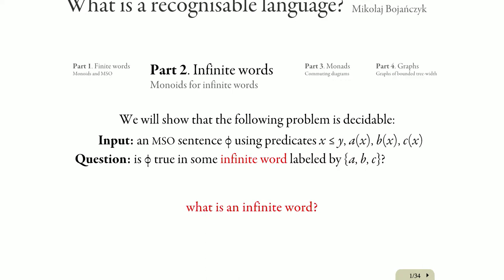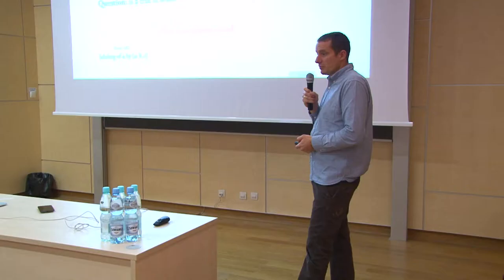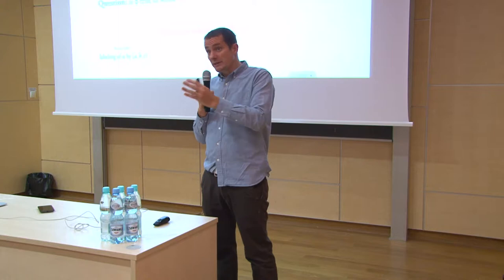Okay? The first notion would be that the positions are the natural numbers. So this is the classical notion of an infinite word, also known as an omega word. So it's like A, B, A, and then so on forever. But it does have a first position.